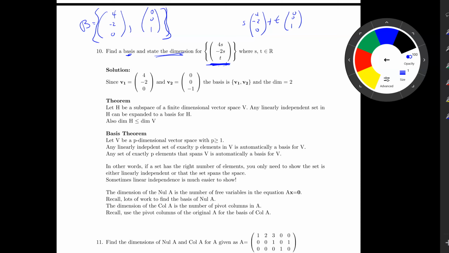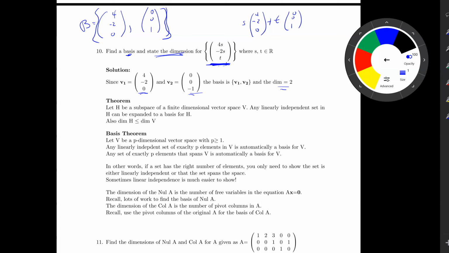Oh, here I have it right here. Sorry, I forgot about that. So these two vectors form a basis for this subspace spanned by these two vectors, and since there are two vectors in here, the dimension is 2.